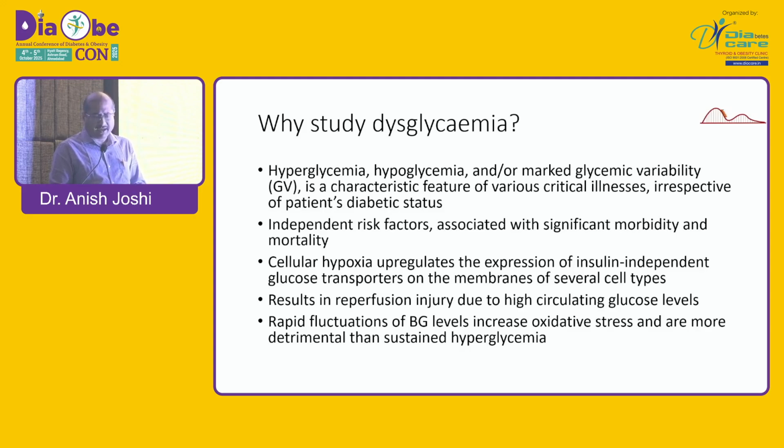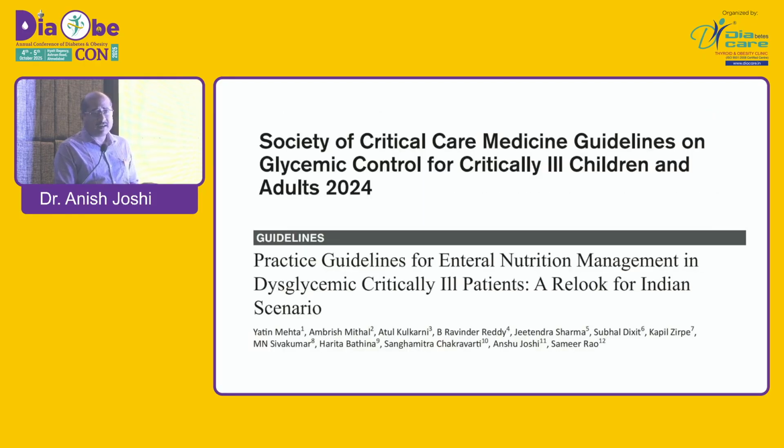So it has been shown that there is a cellular hypoxia which is happening, and it upregulates the expression of the insulin-dependent glucose transporters on the membranes of various cell types, and it results in reperfusion injury due to the high circulating glucose levels. So whenever we are finding a high glucose level, whether diabetic or not, we'll be addressing this in ICU patients. And this has shown that it increases the oxidative stress, and it's more detrimental, particularly when you are having a sustained hyperglycemia in ICU.